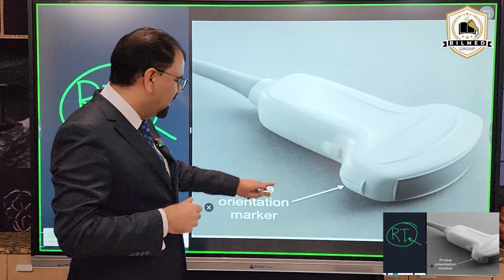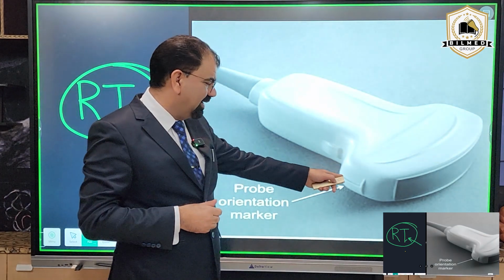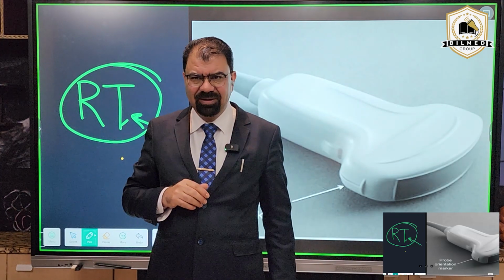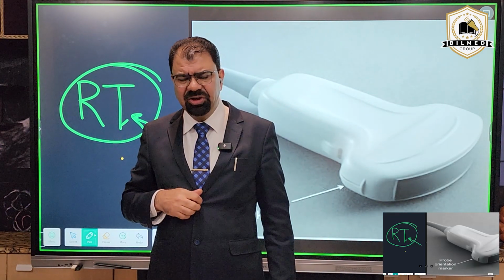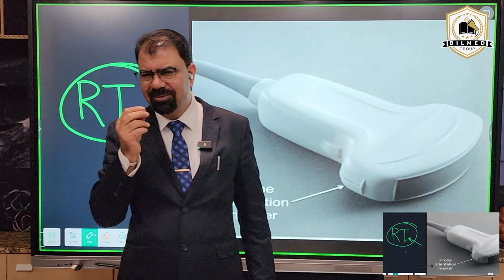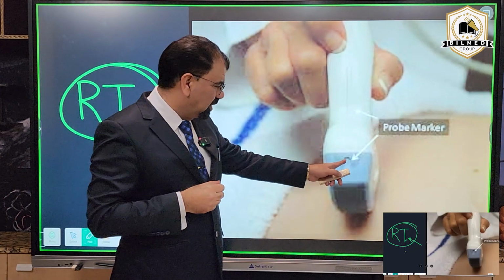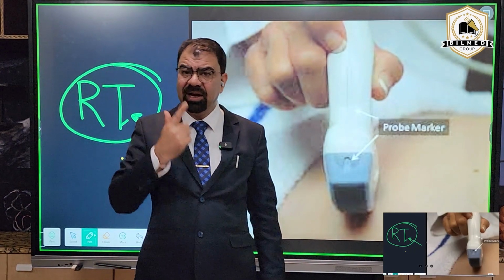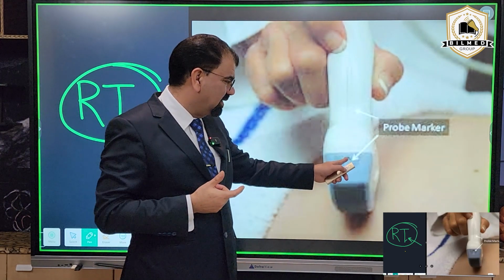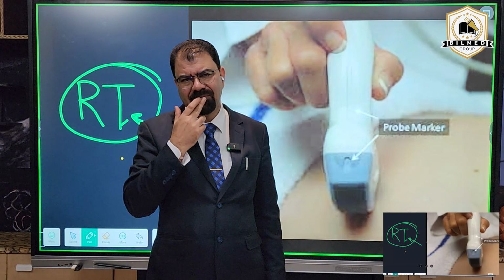Now question. If I rotate this probe marker anti-clockwise, what will be the screen orientation? Think. Will that screen orientation not get reversed? No, sir. Now I have touched the screen orientation. When I am rotating it clockwise, this probe marker has to go towards the patient's head. But the question is, if I rotate it anti-clockwise, where will this probe marker go? Towards the head or towards the foot of the patient? Dr. Madhuri? Towards the head of the patient only.